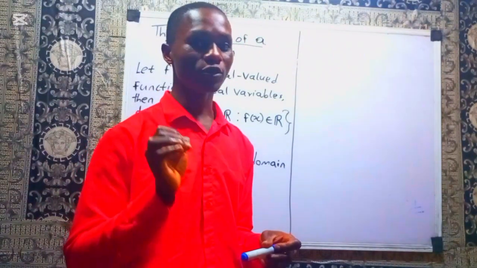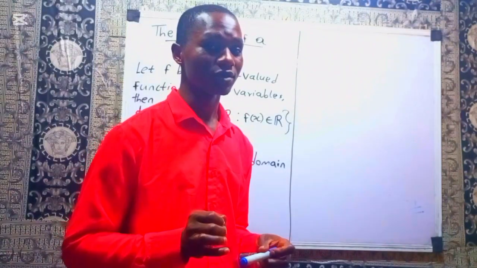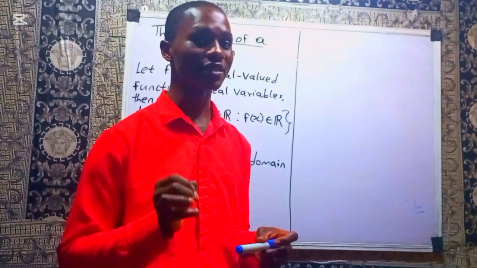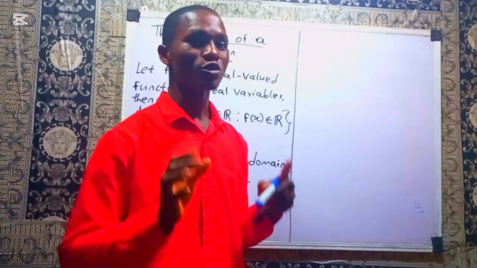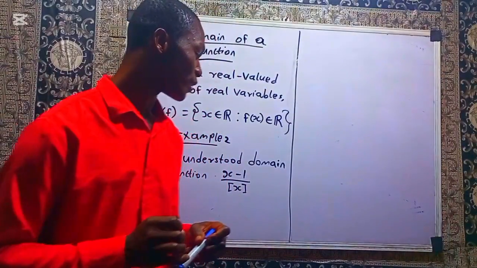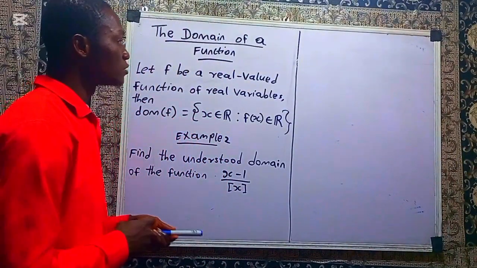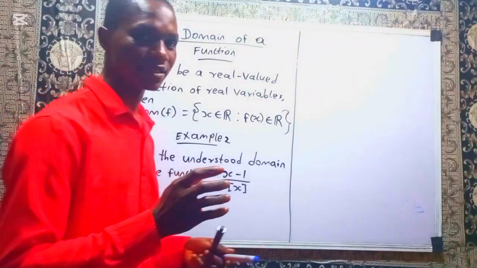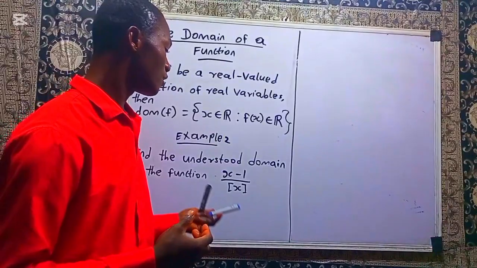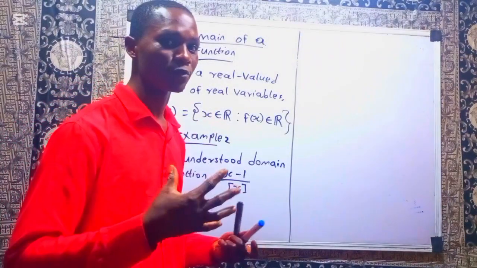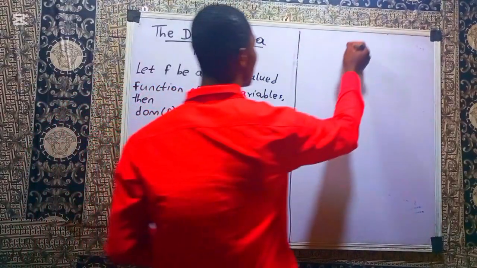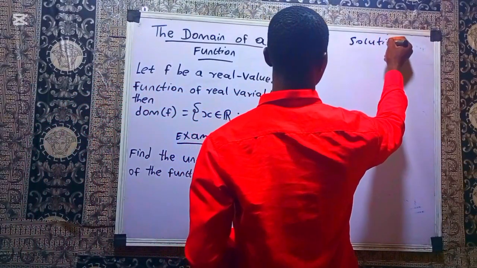But if the denominator becomes 0, then you are going to have something over 0, which will give you infinity. And infinity is not a real number. So such values of x will not be part of the domain, so we are going to exclude them. This is normally what we use if you are finding the domain of a rational function, a function in fraction form. You try to remove those points that will make the denominator 0. So look at the solution to this.